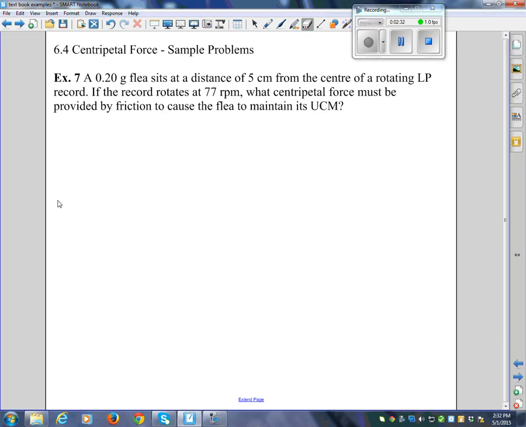So here we have a very small flea. He weighs 0.2 grams, sitting at a distance of 5 centimeters from the center of a rotating LP record. Bonus marks if you know what LP stands for. Long playing. It means they have 5 songs on the record. The record rotates at 77 RPM. Revolutions per minute. Exactly. What centripetal force must be provided by friction to cause the flea to maintain its uniform circular motion? In other words, how much friction force?